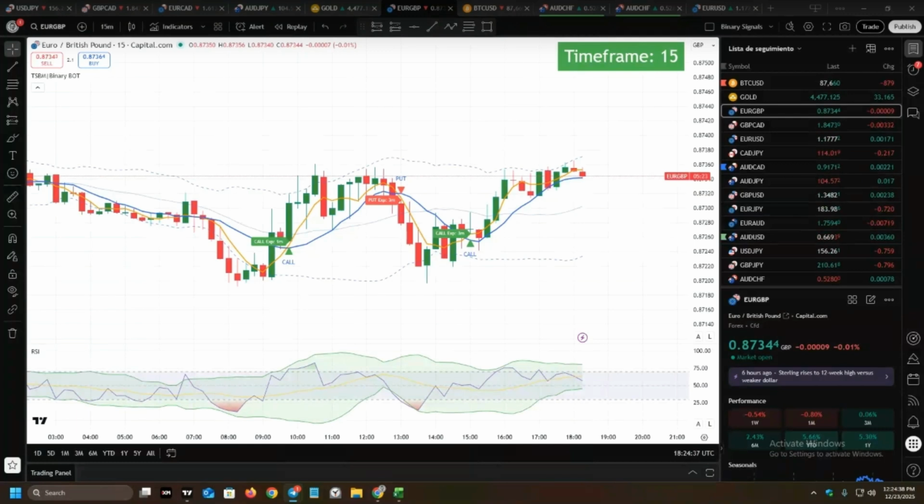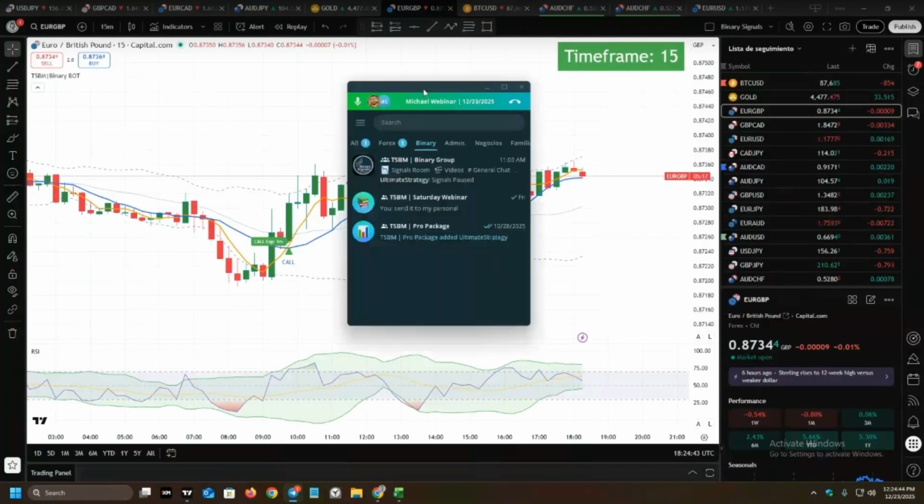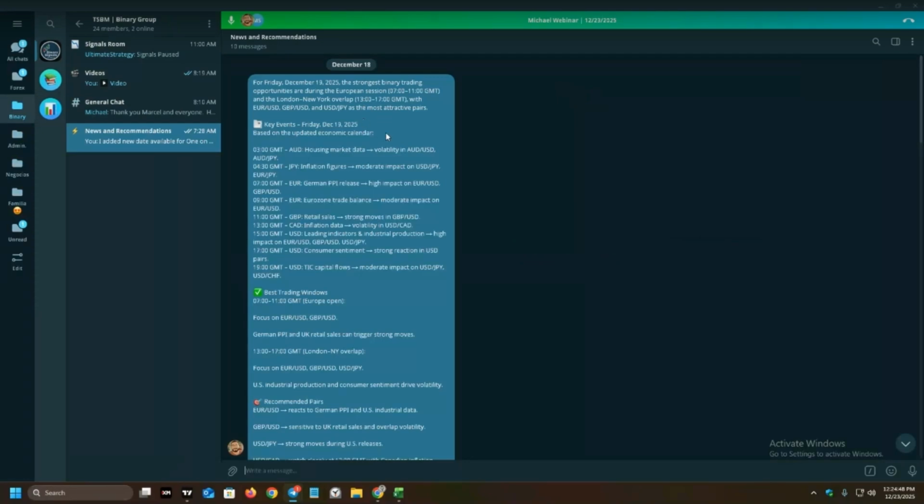So it says key events from Friday, December 19. This is the volatility that we're going to have in AUD at 3 GMT. Most likely volatility in AUD USD, AUD JPY. Those are the pairs that are going to be volatile at those times. Then I put 4:30 GMT, USD JPY and Euro JPY. Those are going to be the ones that start having moderate impact.